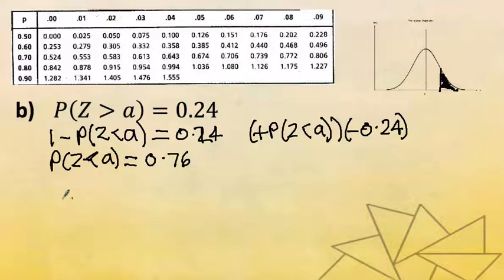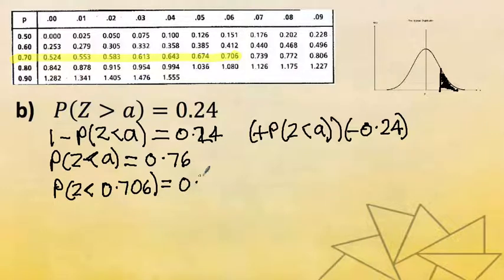And that would be the same on our previous ones. So, finding 0.76, come along 0.7, reading all the way across to 0.76, and so we're going to get that probability Z less than 0.706 equals 0.76. And so A equals 0.706.